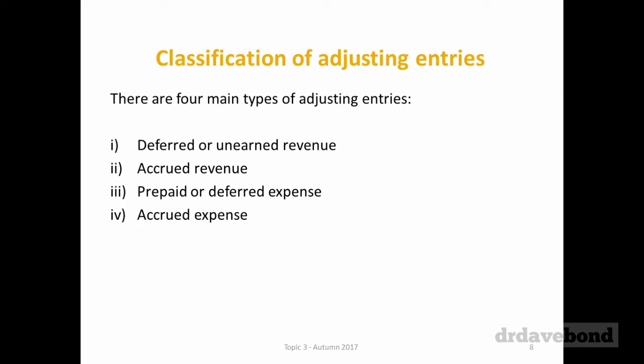2 main types, and you can kind of categorize them together. There are 2 revenue types, there are 2 expense types. And in essence, it comes down to, do you pay for something before, with revenue, do you receive money before you earn it? Or do you earn it and then receive the money? And with the expenses, prepaid and accrued, do you pay for something before you use it? Or do you use something and then you pay for it?